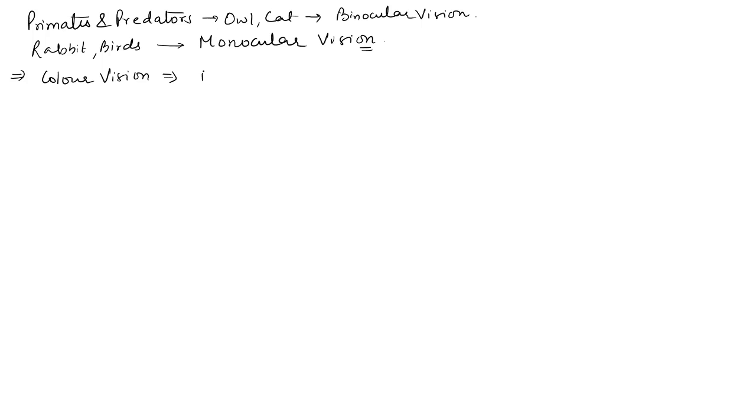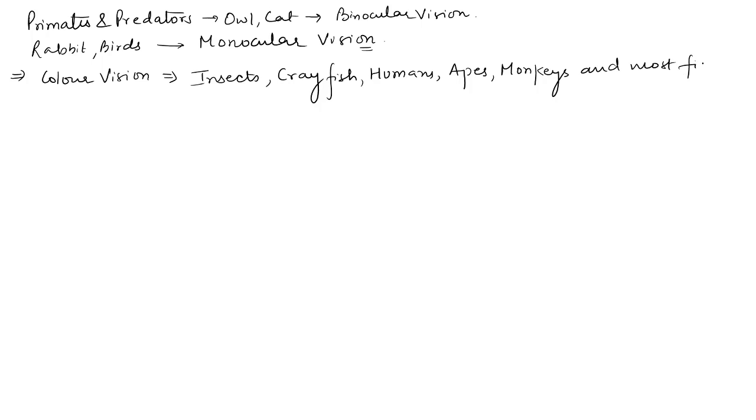So insects, crayfish, humans, apes, monkeys, and most fishes. Amphibians, reptiles, and birds. They all have strong color vision. Especially in the vertebrates, the color vision results from activity of cone cells.